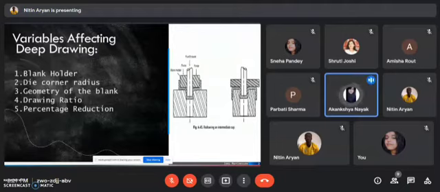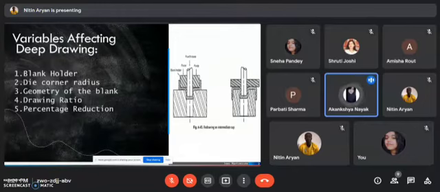Then comes the drawing ratio. The higher the drawing ratio, the more extreme the amount of deep drawing. Due to the geometry, process, metal flow and material properties of the wall, there is a limit to the amount of deep drawing that can be performed on a sheet metal blank in a single operation.